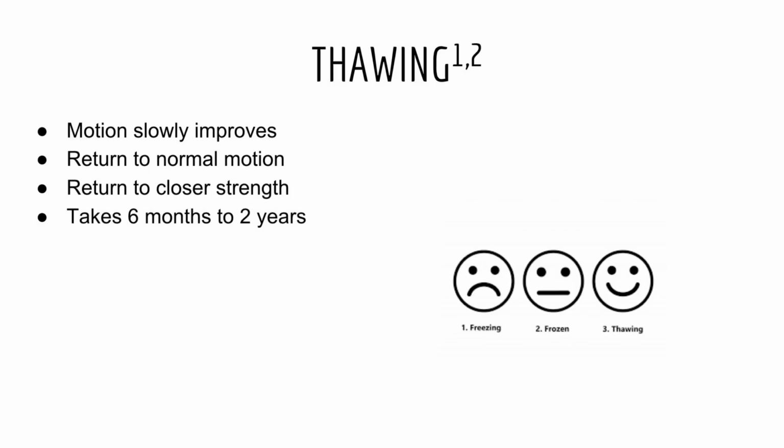And next we have the thawing stage. In this stage, motion slowly improves, it returns to normal motion, and you get closer to your normal strength. In this stage, it takes 6 months to 2 years. So in this stage, it basically starts getting better.